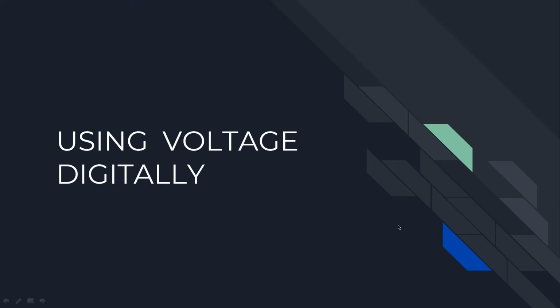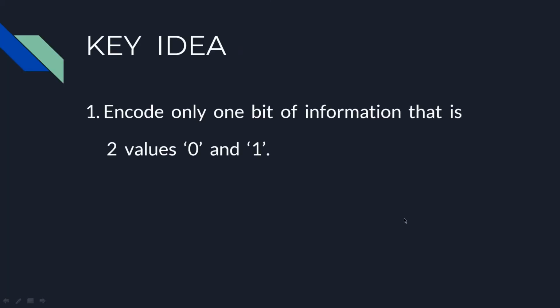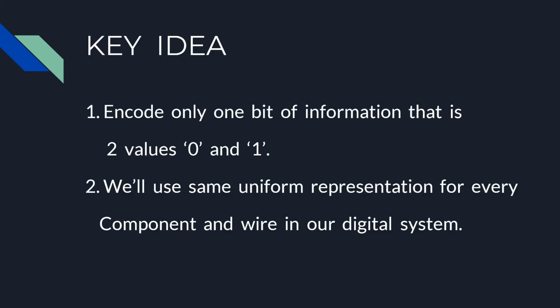Hello guys, in this video we'll be learning about using voltage digitally. Let us see the main key idea behind it. We encode only one bit of information. There are two values which can be either 0 or 1. We'll use the same uniform representation for every component and wire in our digital systems.